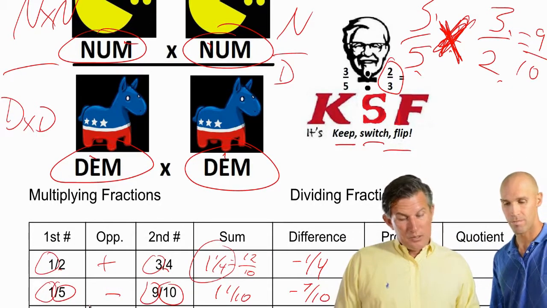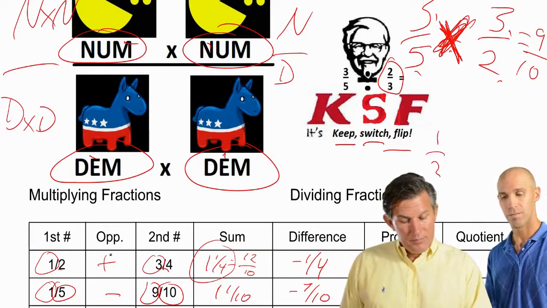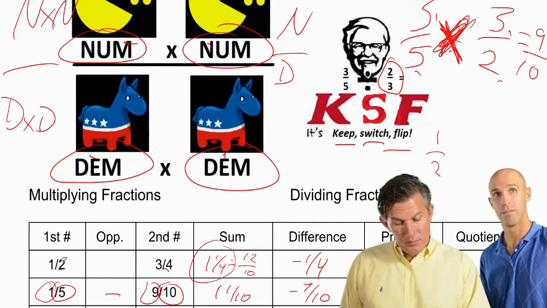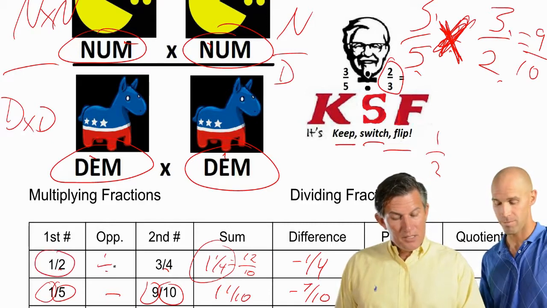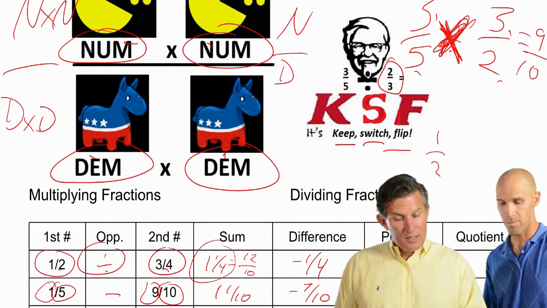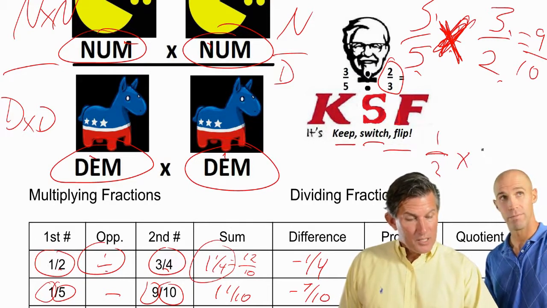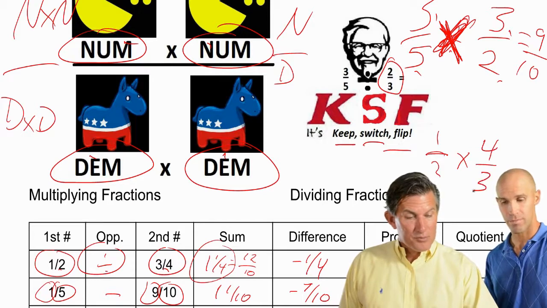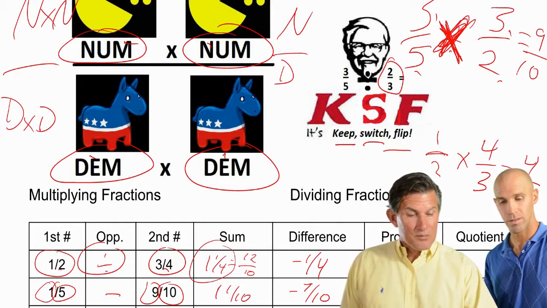Okay. So let's try this one. Ready? 1/2 divided by, ready? You keep this, you switch this, and you flip that. So I'm going to keep 1/2. I'm going to switch it to multiplication, and I'm going to flip that, which is called the reciprocal. Okay, now 1 times 4. 4. And 2 times 3.